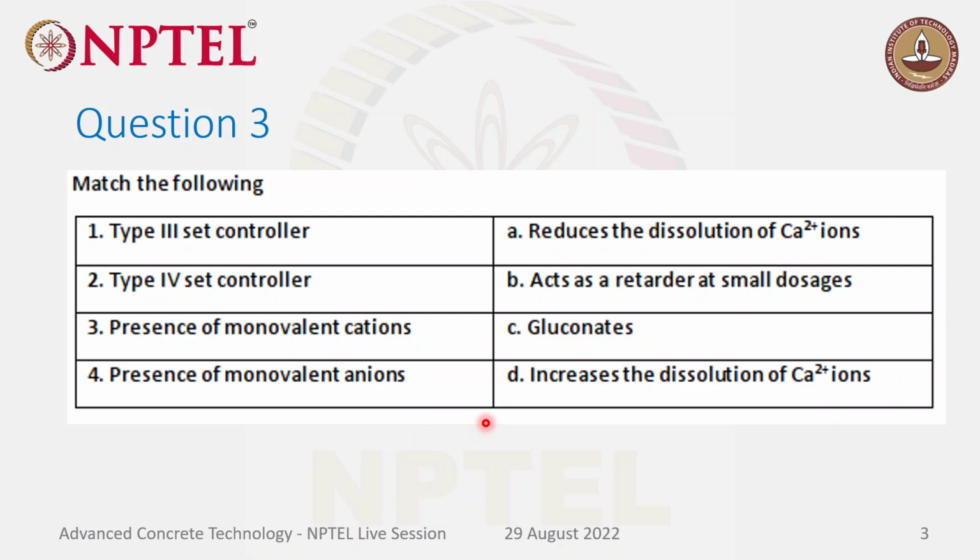If you know what type 3 set controller is and what type 4 set controller is, you will be able to match it. Coming to question 3, they are asking what action you can expect if a monovalent cation is present in the set controlling agent. And what if a monovalent anion is present in the set controlling agent, what action can you expect in the cement paste if you add it as a set controlling agent? So that is the question. Please give your answer in the chat box. Let me wait for some time and then we'll see the answer.